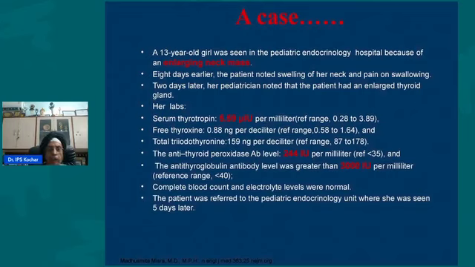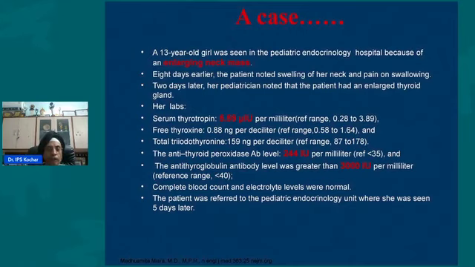Another case, this one is a case of thyroid nodule. A 13-year-old girl was seen in the pediatric endocrinology clinic because of an enlarging neck mass. Eight days earlier, the patient had noticed swelling of the neck and pain on swallowing. She was complaining, when I swallow, I have pain.